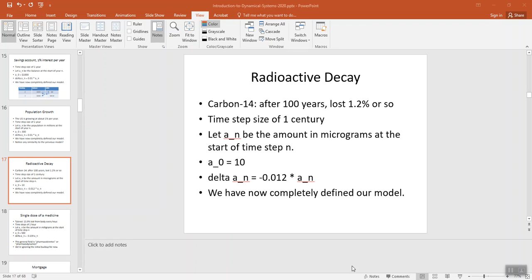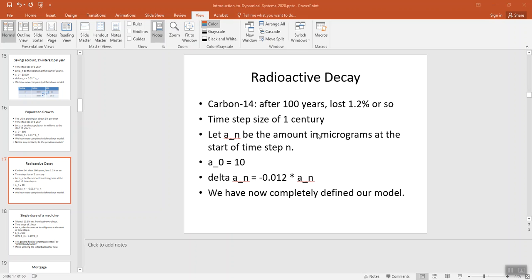Let's take a look at a radioactive decay model. Carbon-14 is an isotope of an element that's used for radioactive dating. Every 100 years you lose about 1.2% of the amount you had. So if that's every 100 years, let's take time steps of 1 century each.